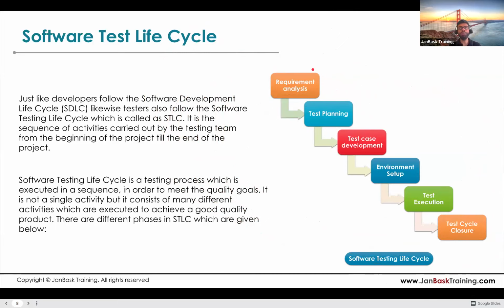So logically think about it, what is the first thing that you are going to do? You are going to analyze the requirements. So this is the requirement analysis. After that, what are you going to do? What was there in the software development lifecycle? The requirement gathering and analysis. After that, it was the planning and design stage.